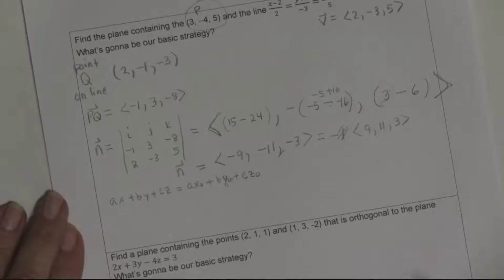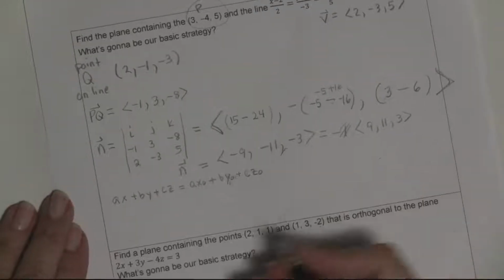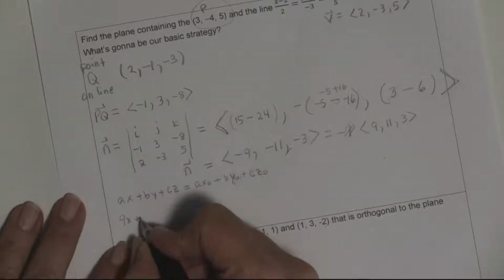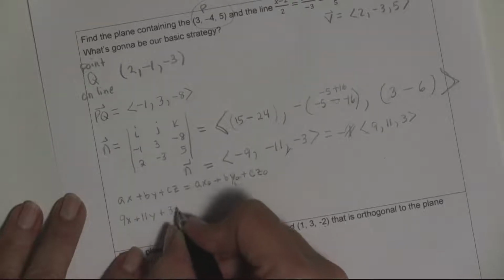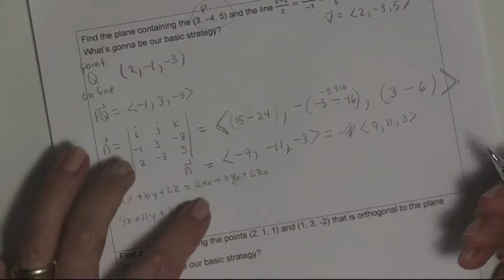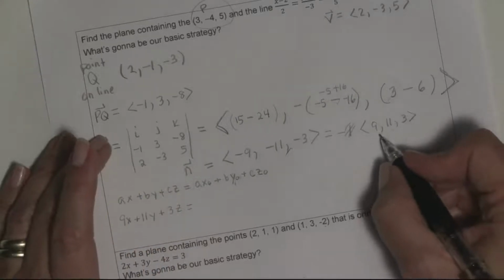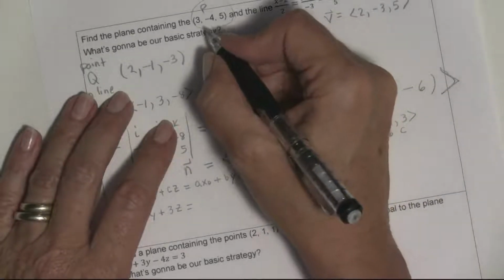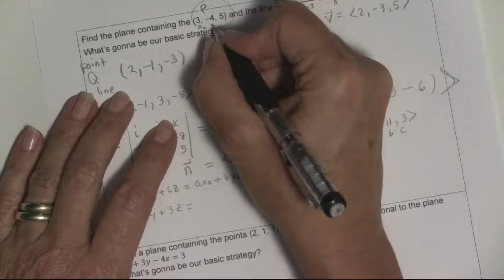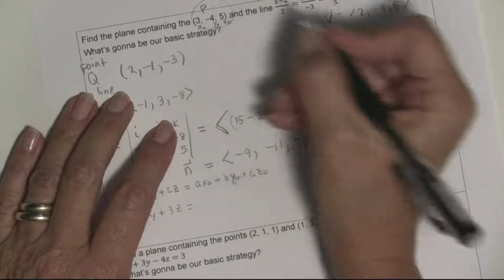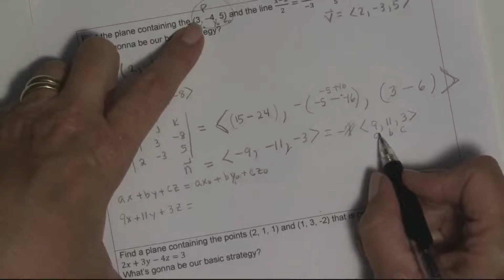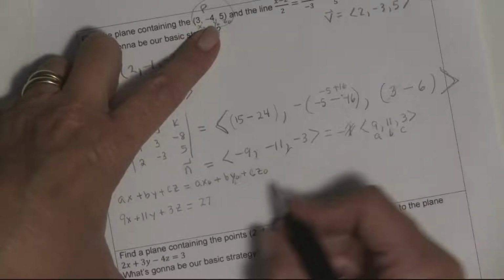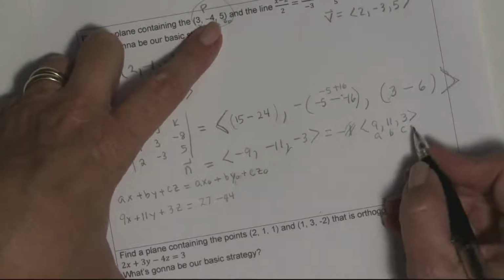And so my A, my B, and my C are 9, 11, and 3. So this is 9x plus 11y plus 3z. And then I'm going to multiply this vector A, B, C, my normal vector, by the point, and I'm going to use this original point that they gave me, even though I found another point that I could use as well, right? And so I'm going to multiply these together, and that's going to be 27, -44, and 15.